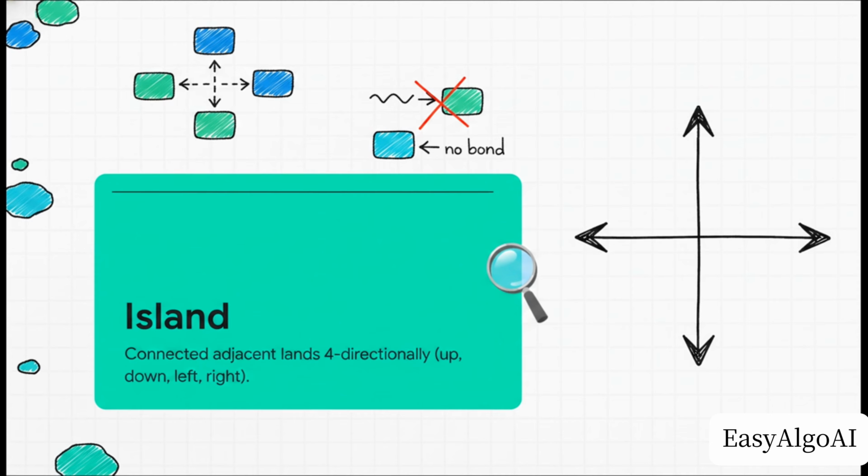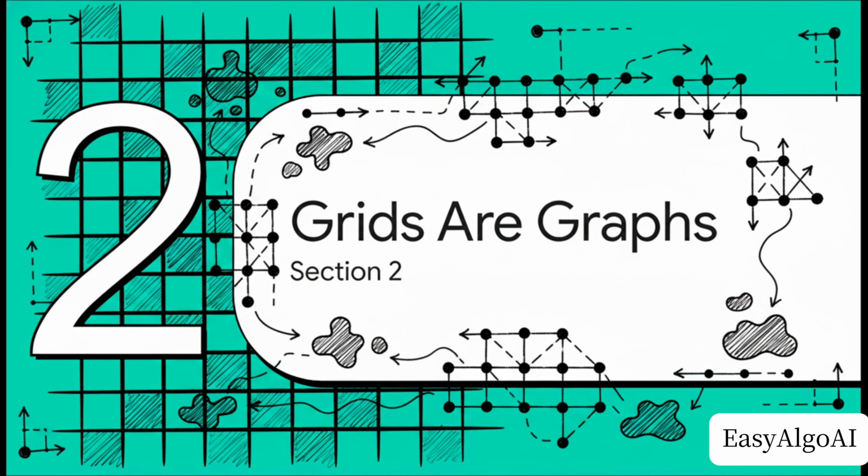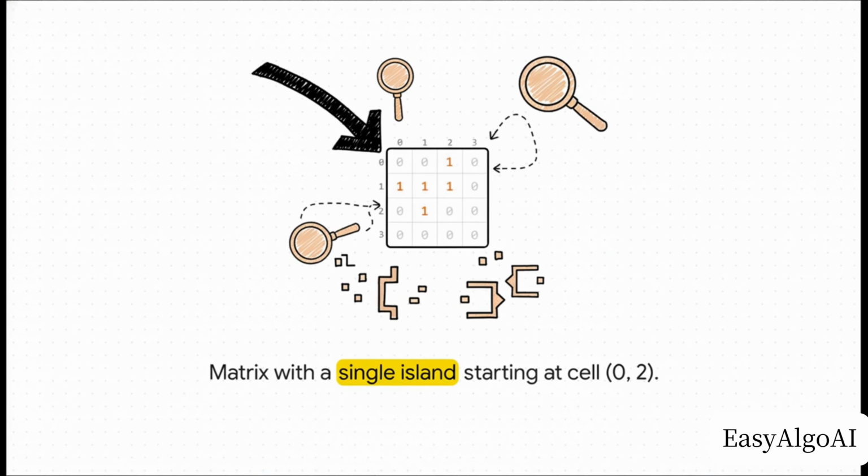You've got to keep this rule in mind because it's literally the foundation of how our algorithm is going to move. Moving on to section 2, grids are actually graphs. To solve this, we kind of need to flip our perspective. Before we try to count a dozen islands across a massive board, let's just isolate one. If we read this matrix like a book, starting top left at 0, 0, the very first land cell we hit is at row 0, column 2.